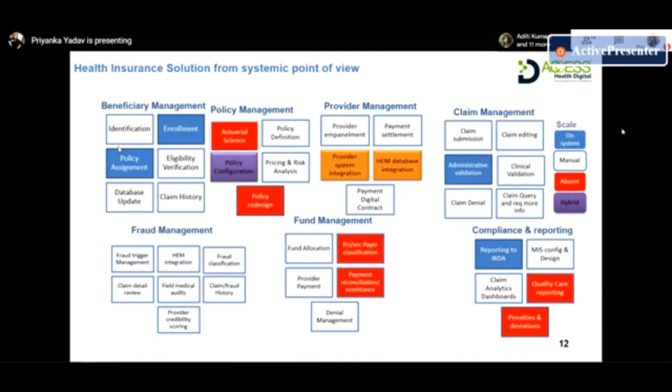These are just integrations, so basically connecting two systems. For example, there is a beneficiary information management system and there is a claim management system. So I just integrate these two.